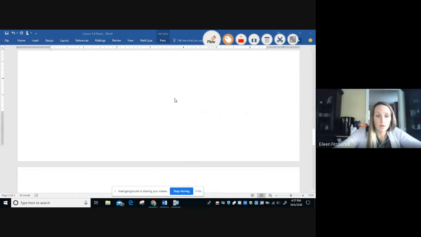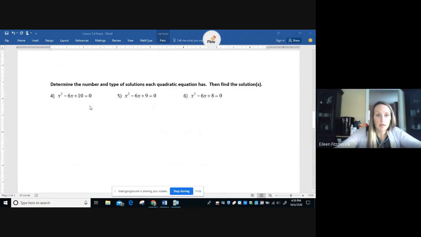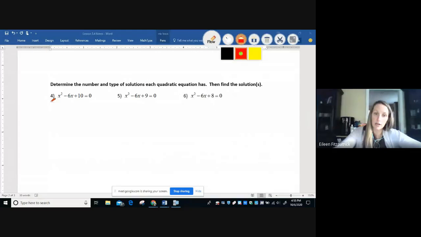The next set of problems, just seeing how many I have. So 3 more and then a word problem. The next set of problems ask you to determine the number and type of solutions each quadratic equation has, then find the solutions. So we're going to be using the discriminant here.